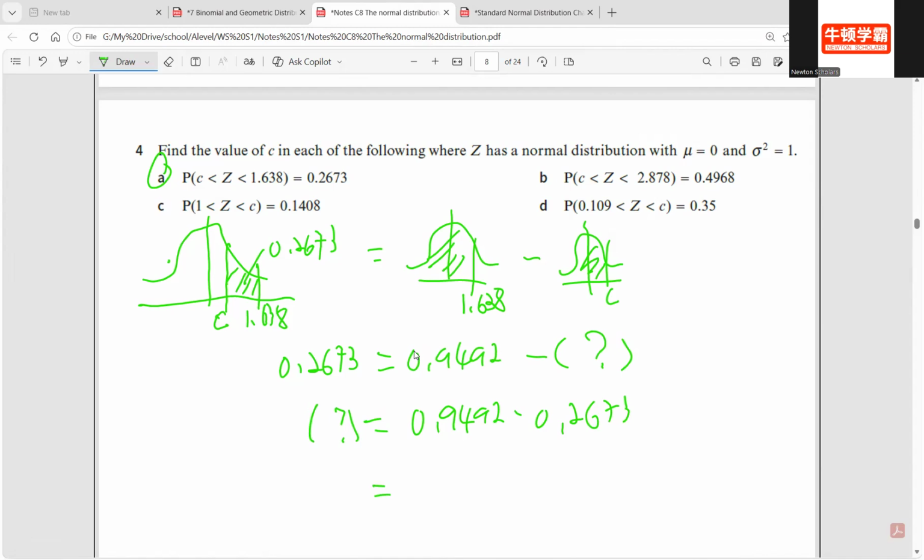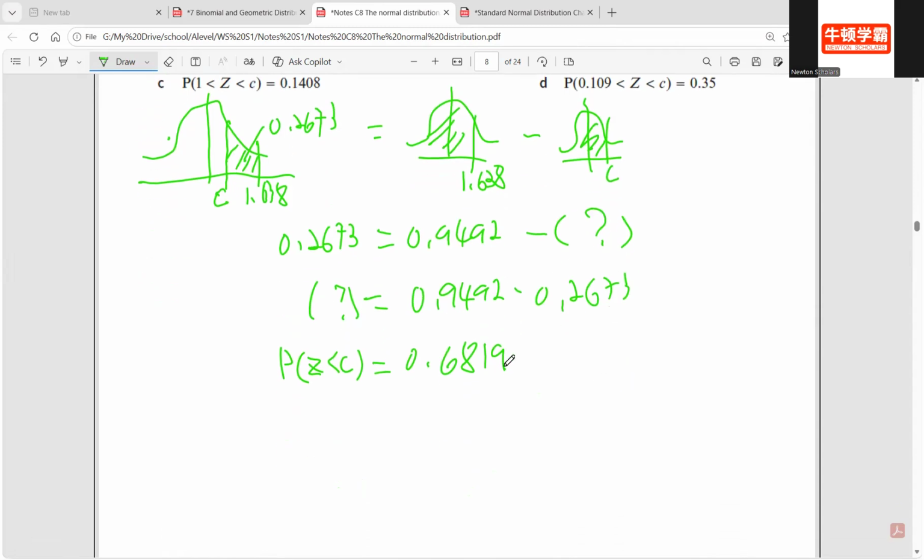Wait, let me get the calculator. 0.9492 minus 0.2673. Okay, I get 0.6819. This is the Z, on this side, right? Less than C. This is a Z less than C.